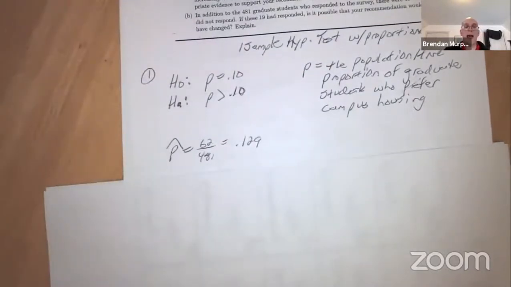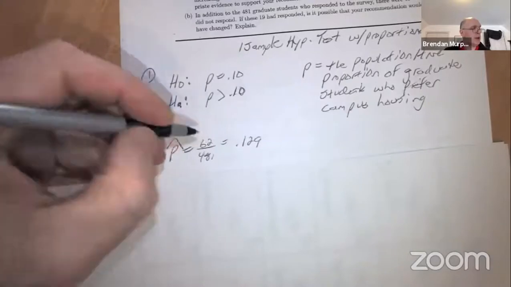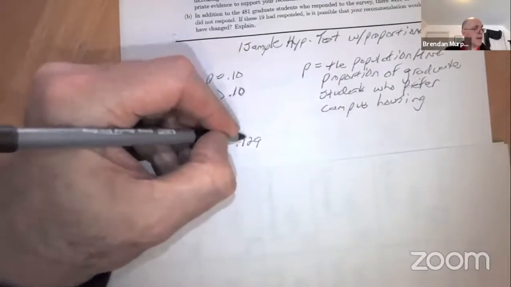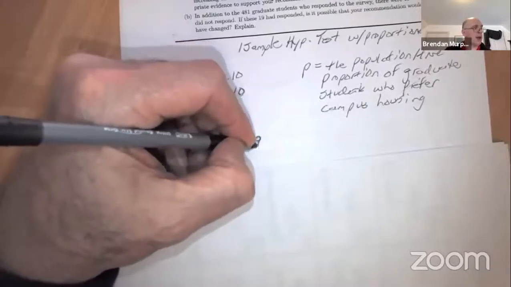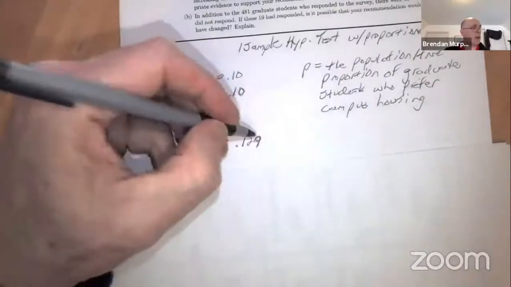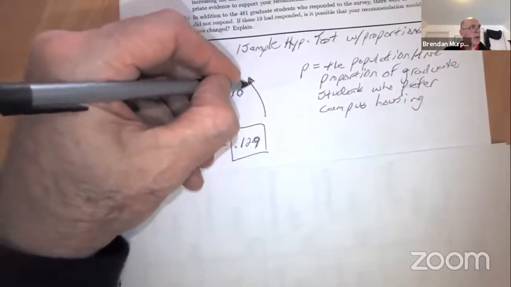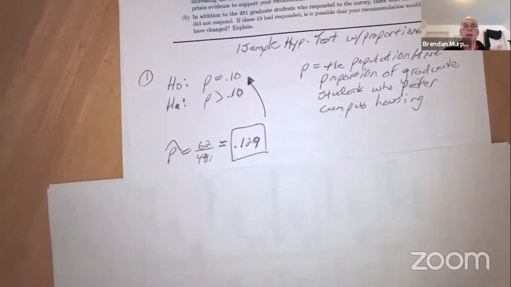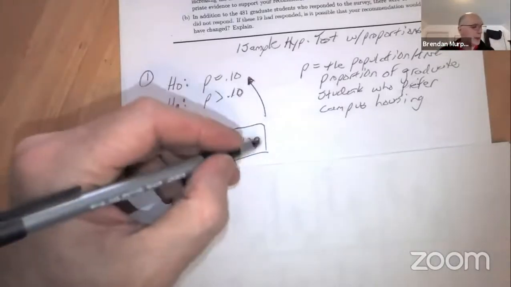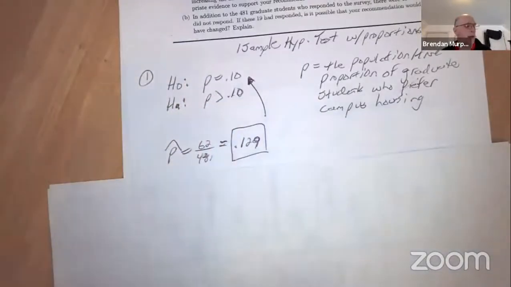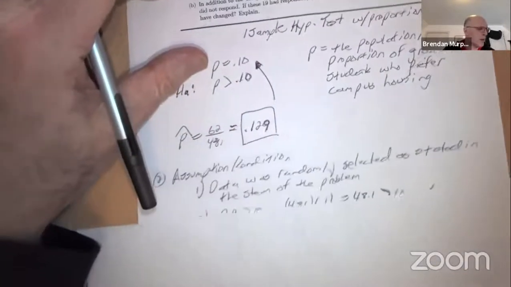Came up with my p hat, or my sample proportion. There were 62 out of 481 students who did say that they would be interested in perhaps living on campus. And so I did a little math, and that's 0.129. Well, that number is greater than the 0.10, but at this point, I'm in no position to really make a decision without running a test. There's so many other factors that impact it. But it does feel like that is greater than the 0.10, and so maybe we do need some more housing, but I'm in no position right now to make that decision.